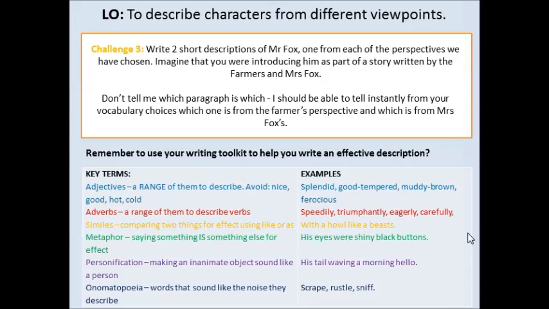So to help you with your writing today, we've got a bit of a writer's toolkit to help you write an effective description, with some of the things that you could include and some examples to put into your writing. But what I'm really looking for today is, have you chosen the right words to make your reader feel that the fox is a goodie or that the fox is a baddie? And for you guys, you are going to be doing this with both of them.